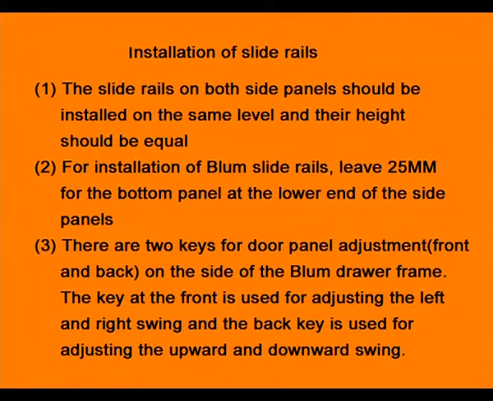Installation of slide rails. 1. The slide rails on both side panels should be installed on the same level and their height should be equal. 2. For installation of bloom slide rails, leave 25 mm for the bottom panel at the lower end of the side panels.